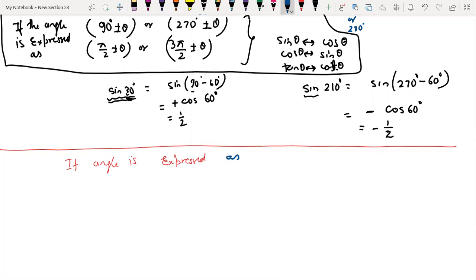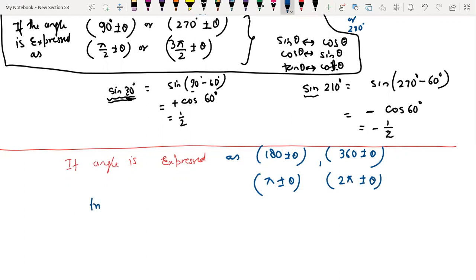In UP board, 180 plus minus theta, 360 plus minus theta. In terms of radian, it will be pi plus minus theta, 2 pi plus minus theta. Then the trigonometric ratio does not change, it will remain the same. For sine, it will remain sine only. Trigonometric ratio does not change.